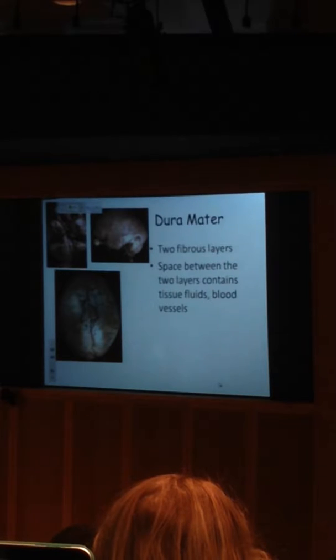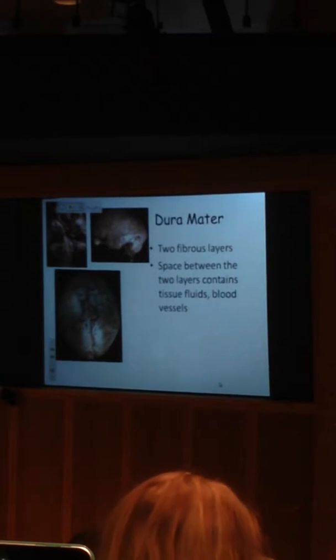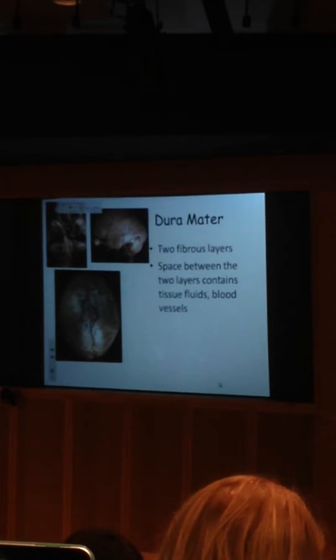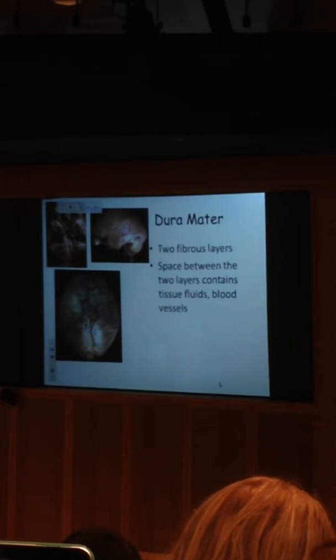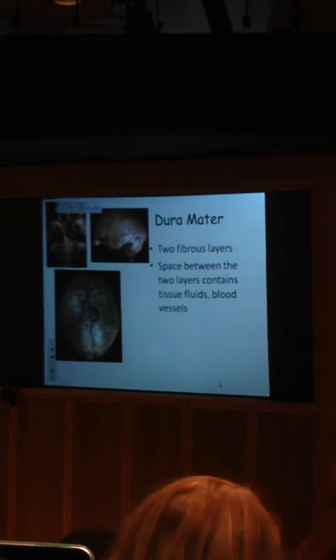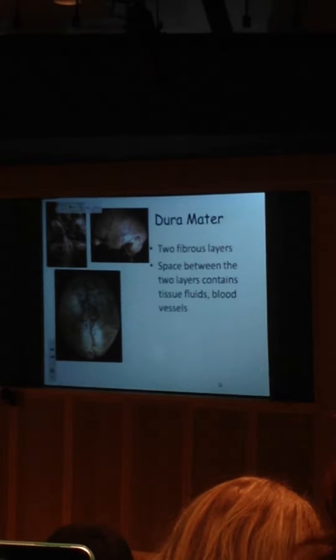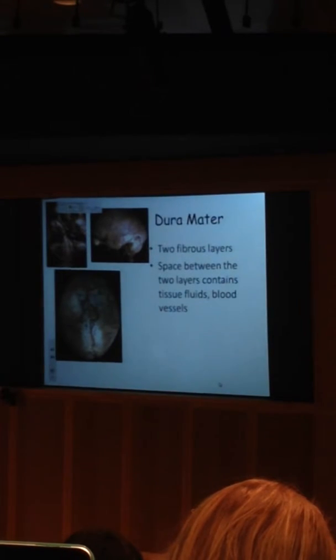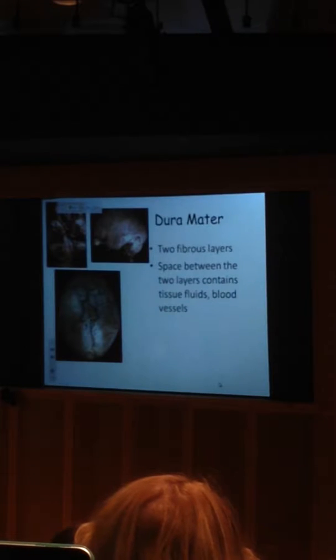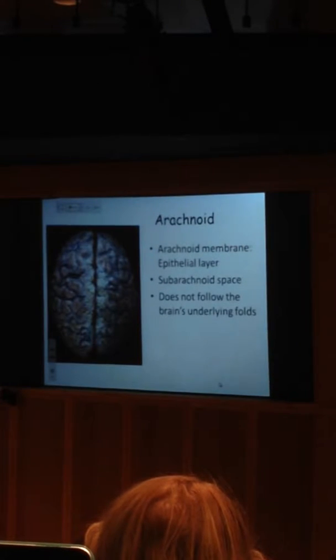So starting from the first one, the dura mater. Dura mater is called the hard mother. The name suggests it's very, very hard. The tissue is very hard. It has two fibrous layers here, and in between them you can find a very slender gap, creating a space for the veins and arteries to go in. So there are also blood vessels found in between these two layers of the dura mater.